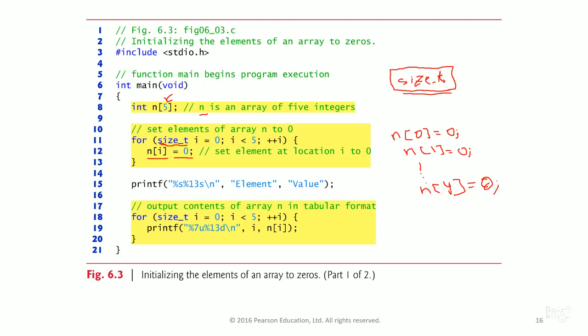So now, once we have all the elements and they've been set to 0, so all elements in our array are set to 0, then what we can do is also print them. So we have a printf statement which first prints the strings, element and value, and then we have another loop which again starts from I equal to 0, goes up to I equal to 4, and what does it do? It prints I, and then it prints the value of the array n at index I. So let's look at that.